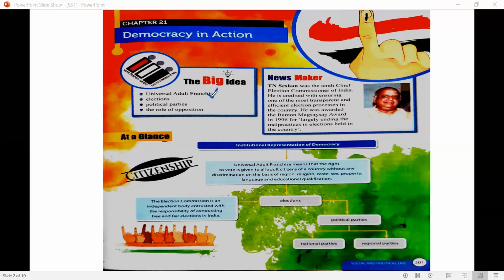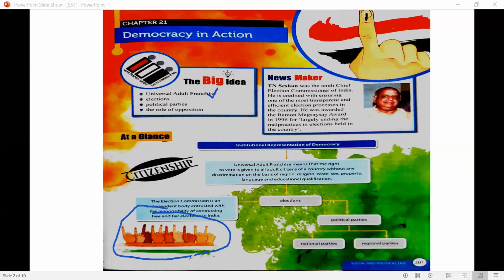Democracy in action refers to the parts of democracy which can be named as the institutional representation of democracy. Its part is universal adult franchise. That means the right to vote is given to all adult citizens above the age of 18, and there is no discrimination on the basis of religion, region, caste, gender, property, language, educational qualification, etc. Anyone can vote and everyone is equal, as we can see over here.